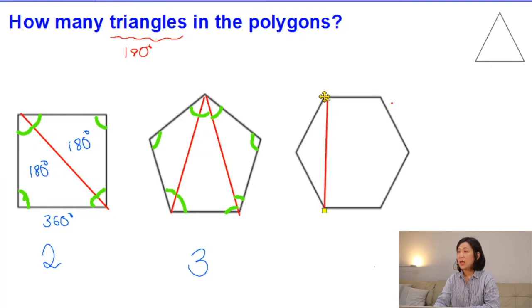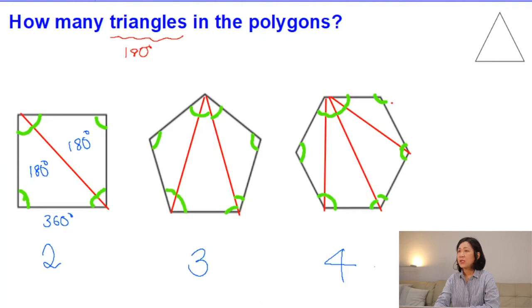Then how about the hexagon? Draw the triangles from one vertex. Then we can come up with four triangles. We can see four triangles inside the hexagon. Then we can say 4 lots of 180 because, look, I'm going to mark all the interior angles of the triangles. All of these interior angles of the triangles form the interior angles of the hexagon, right?